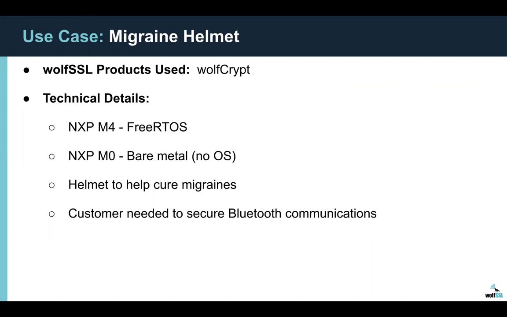This next use case is a migraine helmet, a little bit more unique one. This helmet was designed to help cure migraines. It used wolfCrypt on two different platforms, an NXP M4 running FreeRTOS and an NXP M0 based device running just a bare metal environment with no OS. Here the customer needed to use wolfCrypt to add additional security on top of their Bluetooth communications.